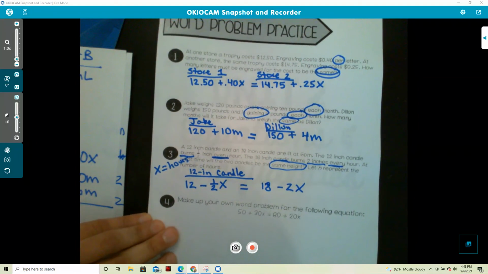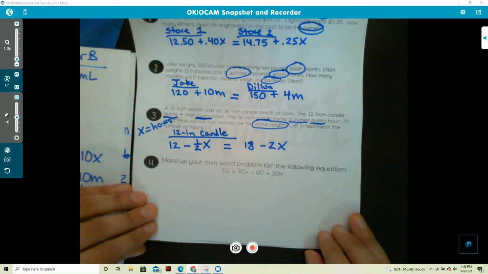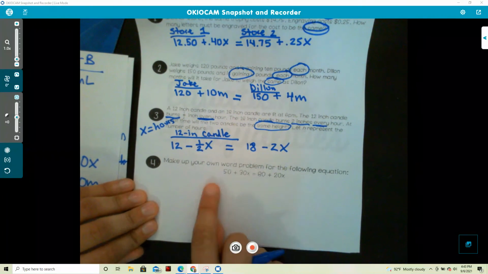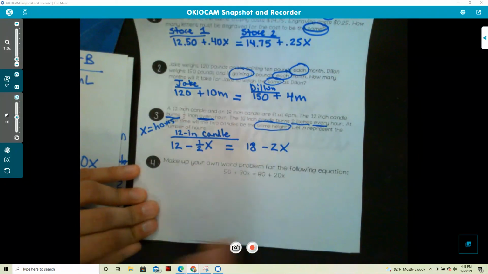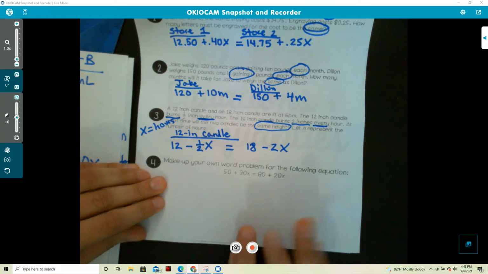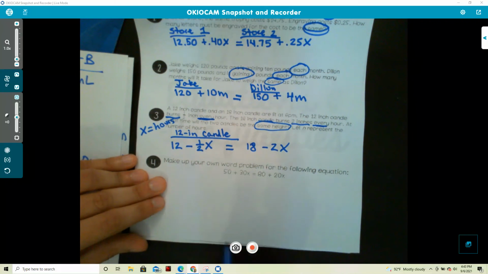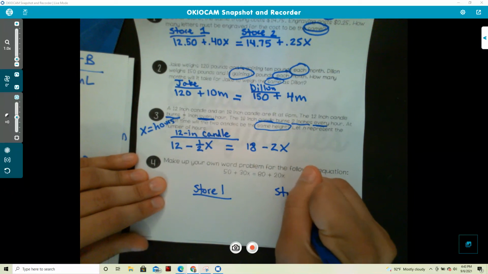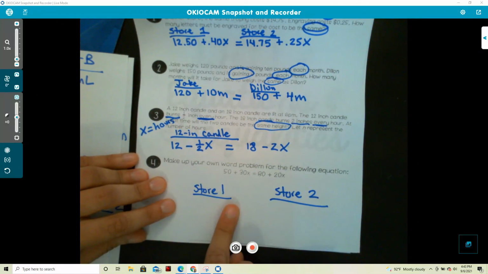All right, so this last one says, make up your own word problem for the following equation. So it has 50 plus 30x equals 80 plus 20x. So this could be anything. You could put it into money, you can do a scenario, it can be any scenario. I guess I'll use money. So I would just say at store 1 and store 2.